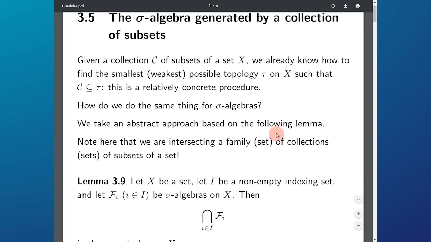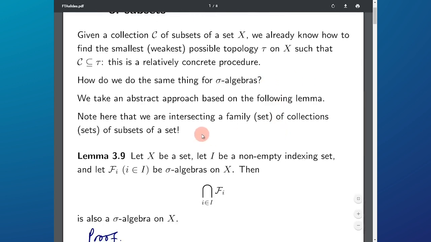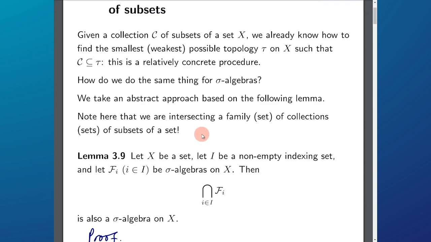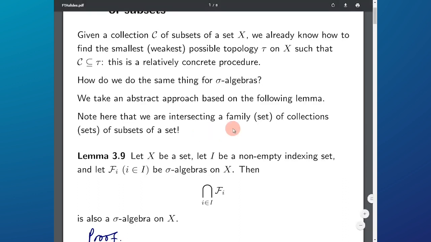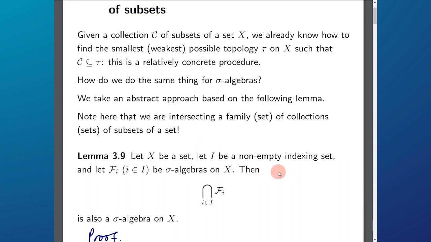And it's based on the following lemma, which says that if you intersect quite a lot of, or some, sigma algebras, then you get a sigma algebra. Okay, all of them being sigma algebras on X. Now, it's a surprisingly easy lemma to prove. It's a rather abstract setting, and the consequences are rather surprising, as we're going to see.